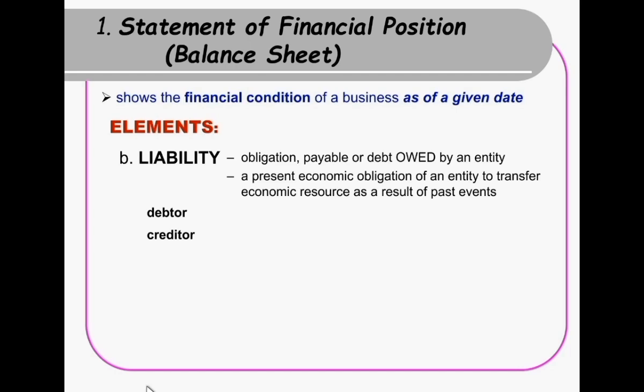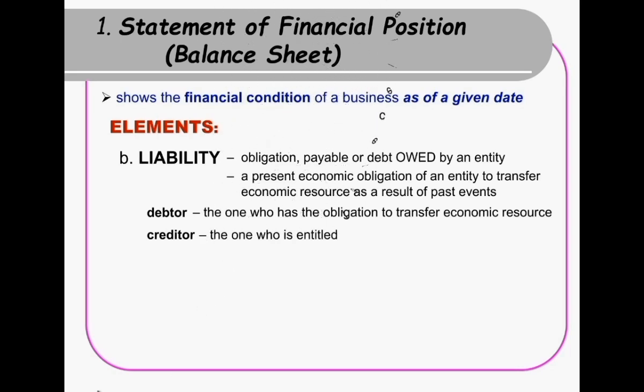The debtor is the one who owes something to another, or the one who has the obligation to transfer economic resource. Remember, liability is also known as debt. That's why the entity who has the liability is known as the debtor. The creditor, on the other hand, is the one who is entitled to receive the economic resource from the debtor.